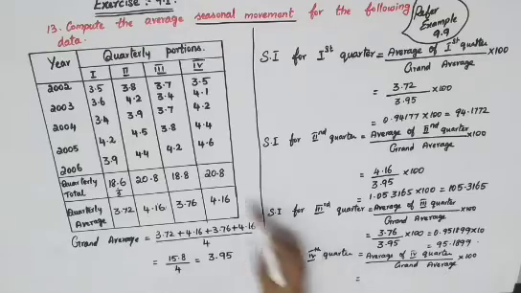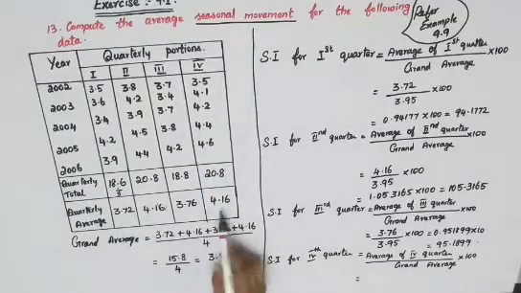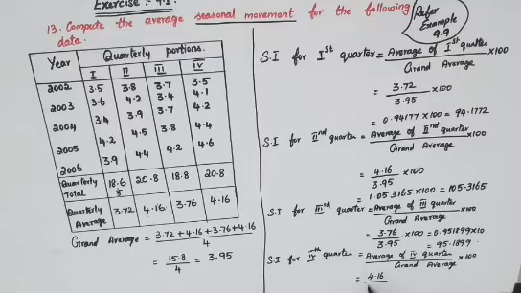Average of the fourth quarter: see your quarterly average. The answer is 4.16. So 4.16 divided by the same grand average, 3.95, into 100, which is equal to 1.053165 into 100. So you will get your answer as 105.3165. So all four quarters' seasonal indices we have found.